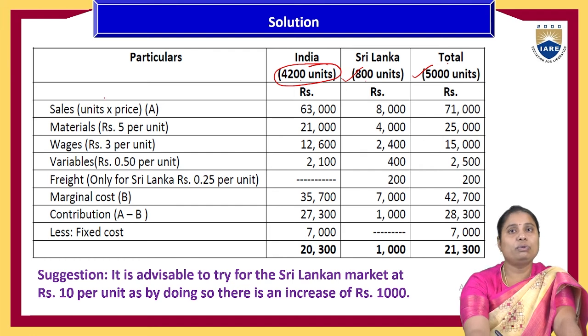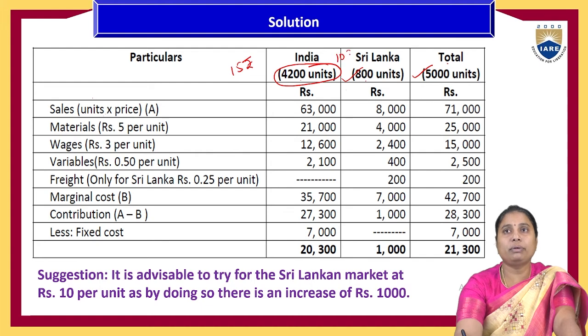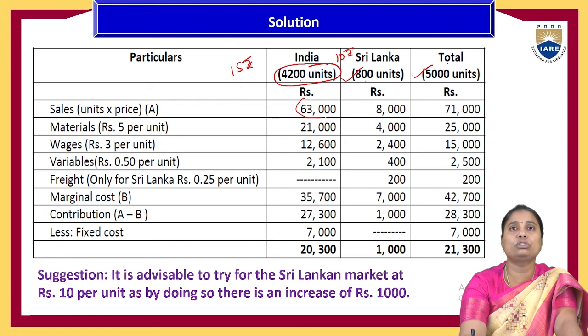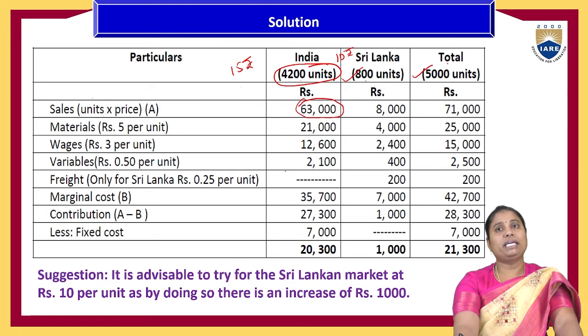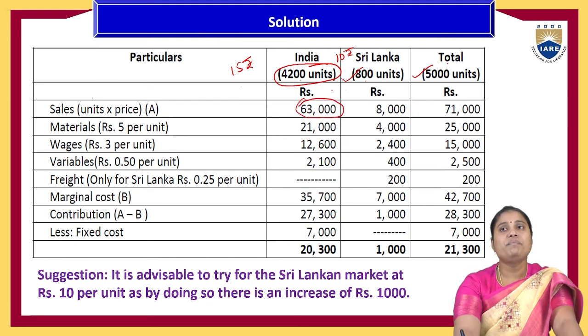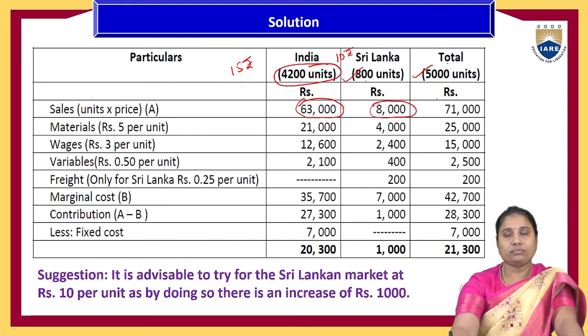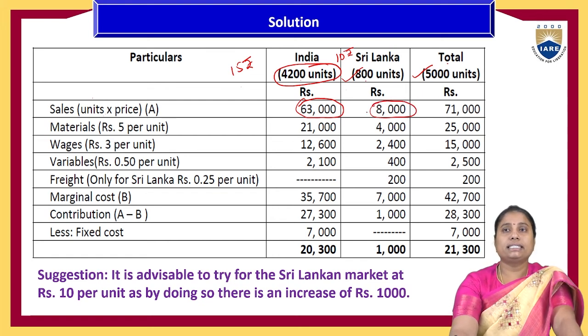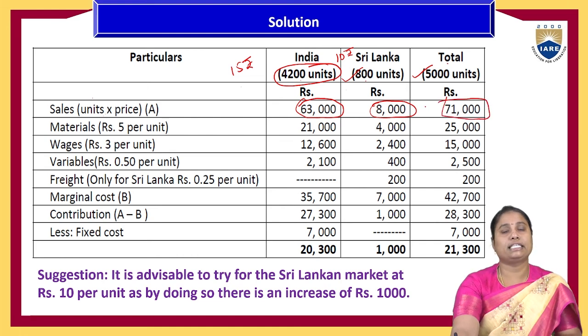Sales is always units into selling price per unit. In India, the selling price will be 15 rupees, whereas in Sri Lanka the selling price will be 10 rupees. That means 15 into 4,200 equals 63,000 rupees of sales in India, and 10 rupees of each unit into 800 units is 8,000 rupees. So total 63,000 and 8,000 is equal to 71,000 rupees of the sales they can expect.